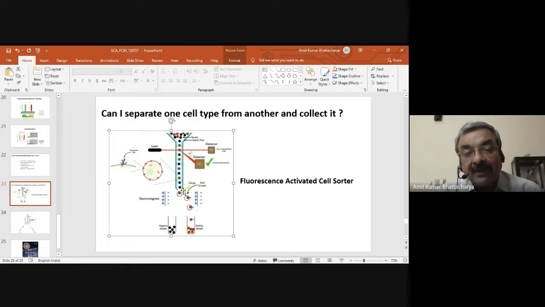The cells having the positive charge go towards, in this case, it has been reversed, the plate has been given a negative charge. The cells having a positive charge go towards the negative plate, and they get collected here. So cells having one particular charge, in this case a positive charge, go towards the negatively charged plate and are collected here. And all the other cells, which are not charged, go to another bucket and are collected there.